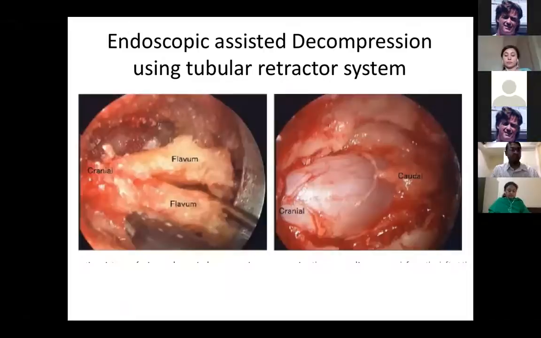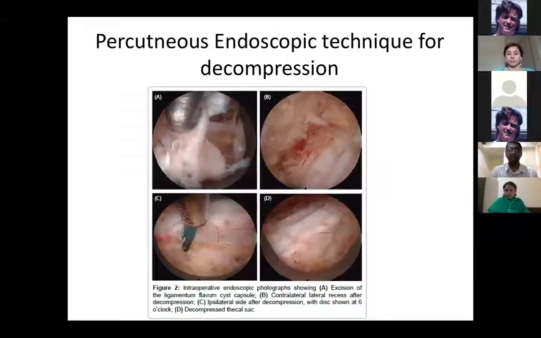Sometimes we also use endoscopic assisted decompression. We put in an endoscope to help us with better visualization. But most often, a simple microscope is enough. As you can see, we have taken off all the ligamentum flavum, a very nice decompression. And this is the view when we are using the endoscope. It gives us sometimes a better view, especially in areas which we are not able to see quite clearly with the microscope.